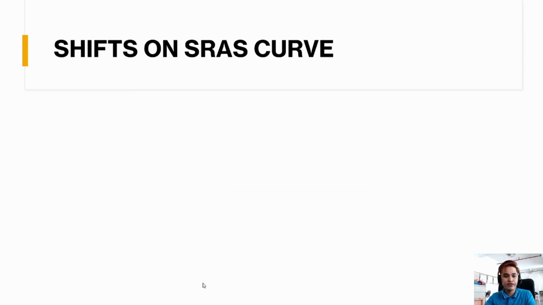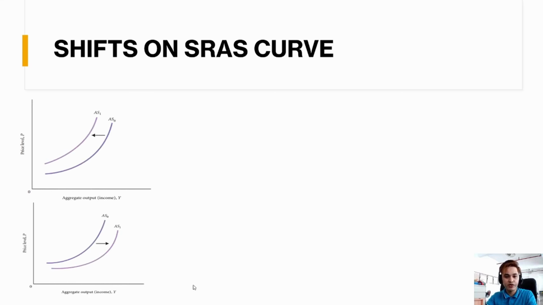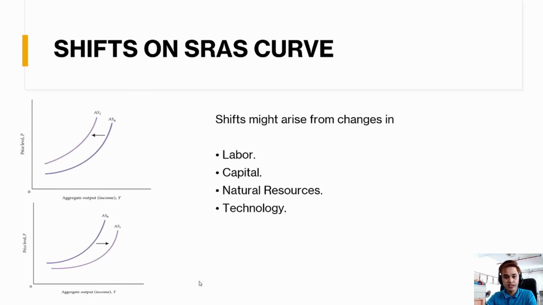Alright, so our short run aggregate supply curve will also shift either to the left or to the right due to these reasons. Changes in labor, change in capital, change in natural resources, or change in technology. So let's say the economy is adopting an older technology.